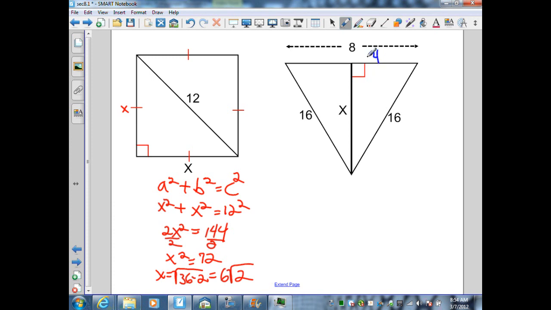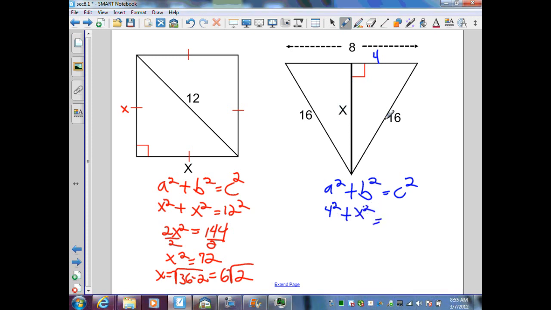Now that I know that this leg is 4, this leg is x, and that is the hypotenuse of this right triangle, I can use the Pythagorean theorem to solve for that leg. A squared plus b squared equals c squared. Substituting in my legs and hypotenuse, a I'm going to let be 4 squared. B is going to be x squared. And c is the hypotenuse, which is 16 squared. Simplifying, I'm going to get 16 plus x squared equals 256. Subtract 16 on both sides, I get x squared equal to 240.